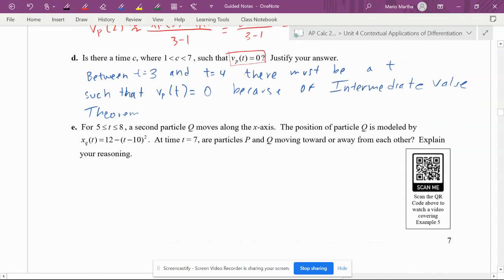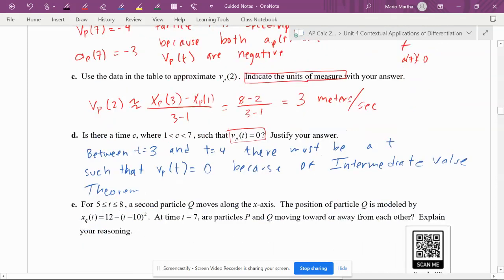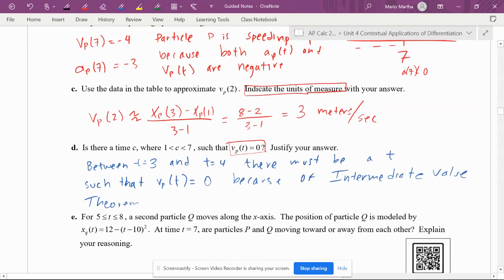So it's that simple. So again, just make sure you see where it changes sign, right? And I forgot to include that part. So because of the intermediate value theorem, we can say that v of t changes sign.